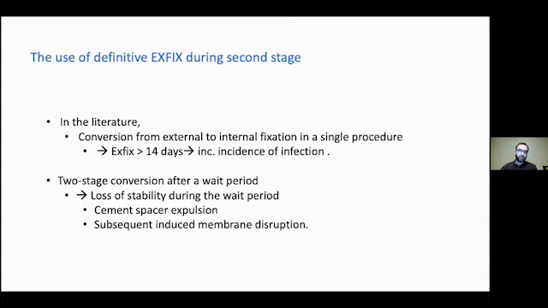So, the use of a definite X-fix during the second stage. In literature, we all know that if you want to convert an external fixator to an internal fixator in a single procedure, this should be done in less than 14 days of applying the X-fix at the beginning. More than 14 days, there's an increased incidence of infection. So, meaning that you remove the X-fix, wait for another couple of weeks, then remove the cement and apply an internal fixation with the graft. This could lead to loss of stability during this waiting period, which might lead to cement expulsion and subsequently disruption or injury to the membrane formed.